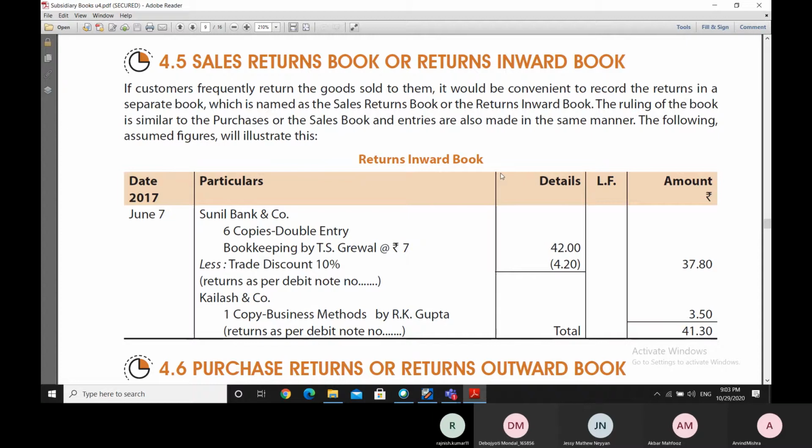We are studying the sales return book, or the return inward book. As we have discussed earlier, the books which are called the subsidiary books are the purchase book, the sale book, the purchase return book, the sale return book, the bills receivable book, and the bills payable book.